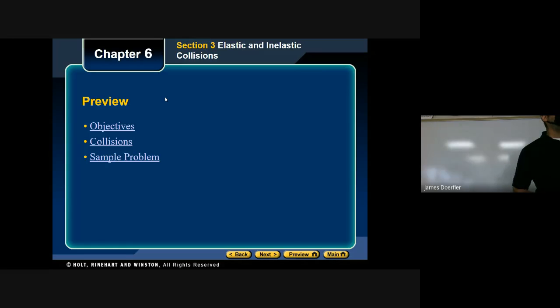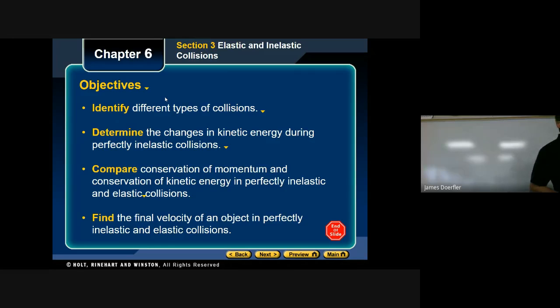We're looking at elastic and inelastic collisions, okay? And so you need to have this projected. Anyway, you can follow along in your notes as we go through here. But our objectives in this section are we're going to identify different types of collisions. There are elastic and inelastic, okay? There are ones that as they collide, they stick together. And there are also those that do not stick together. When they collide, they bounce off each other pretty much. We're going to determine the change in kinetic energy during perfectly inelastic collisions. And that's really what our focus is going to be on is the inelastic, okay?